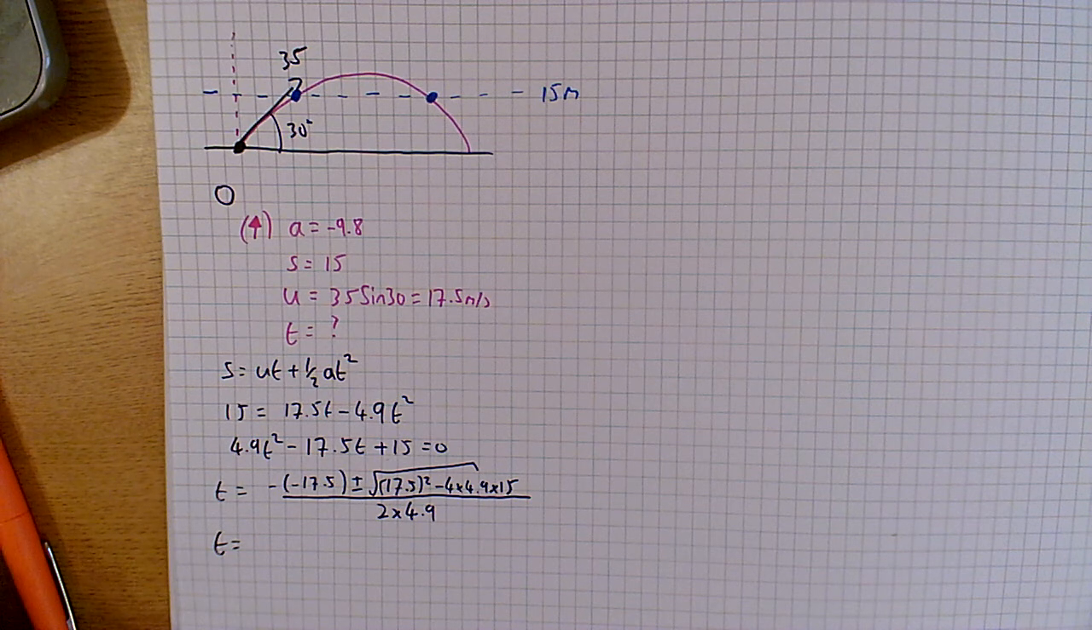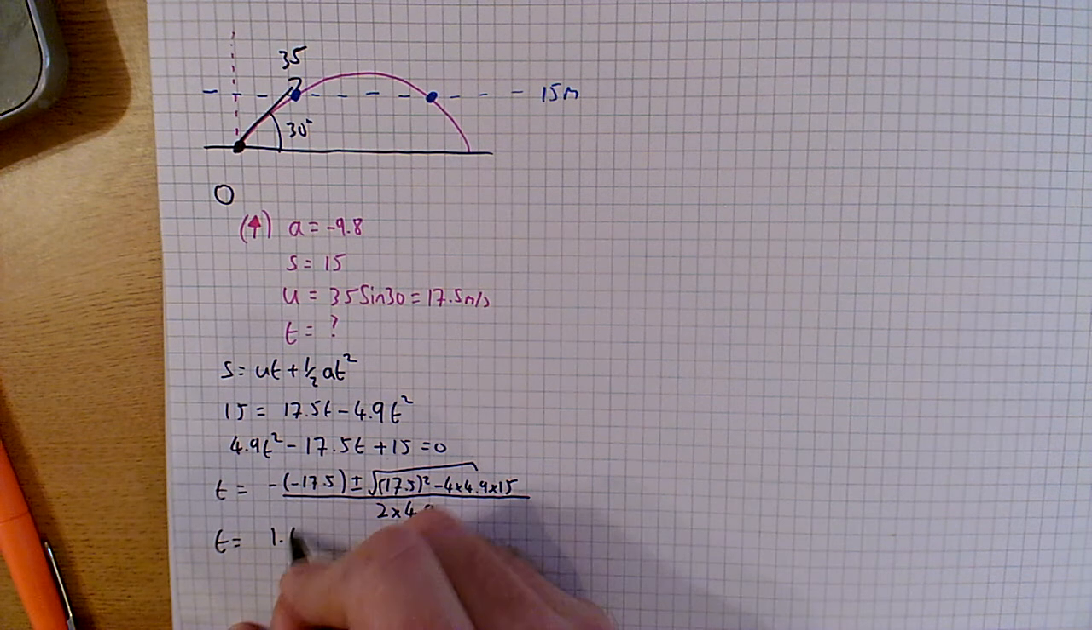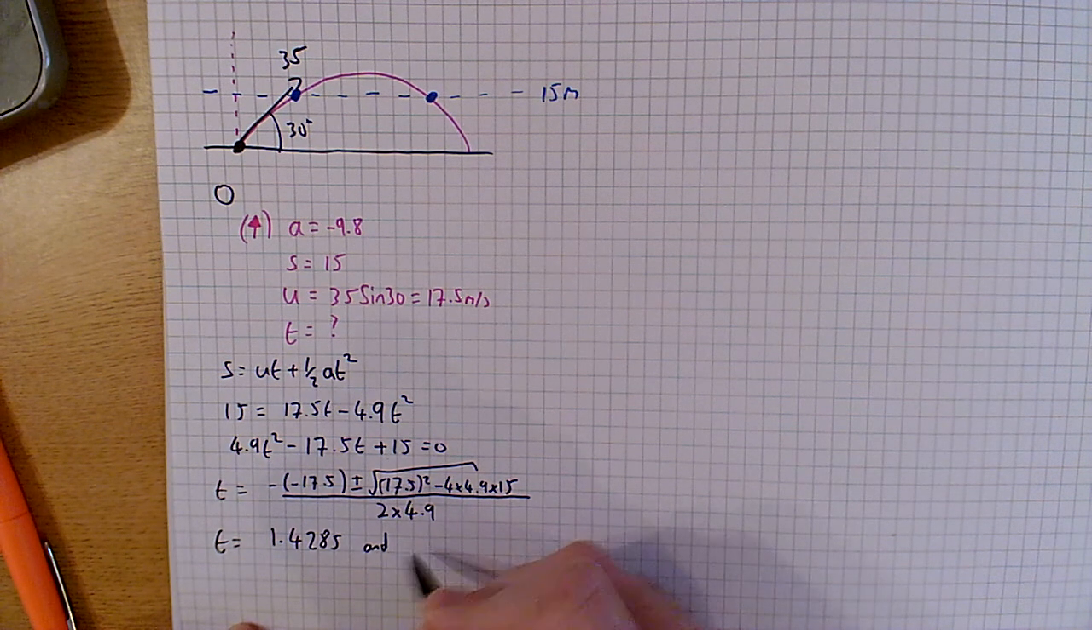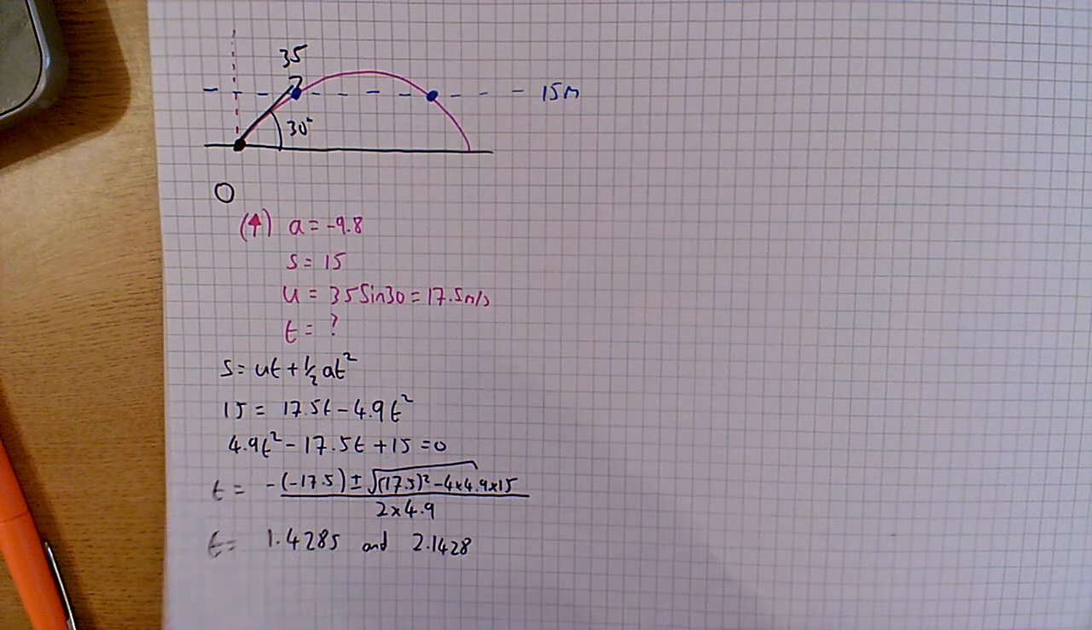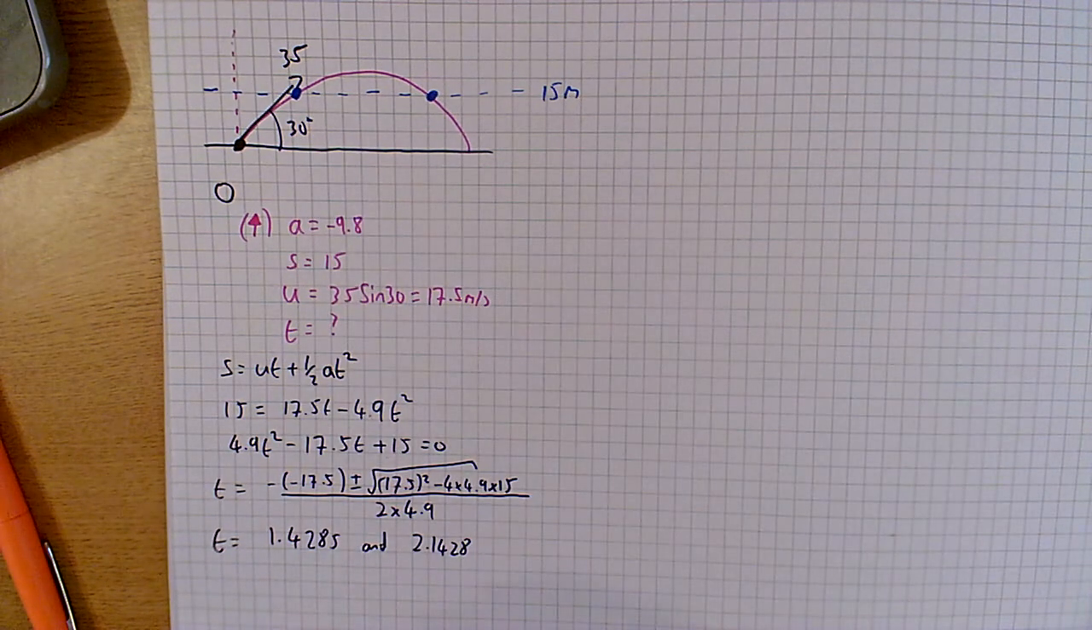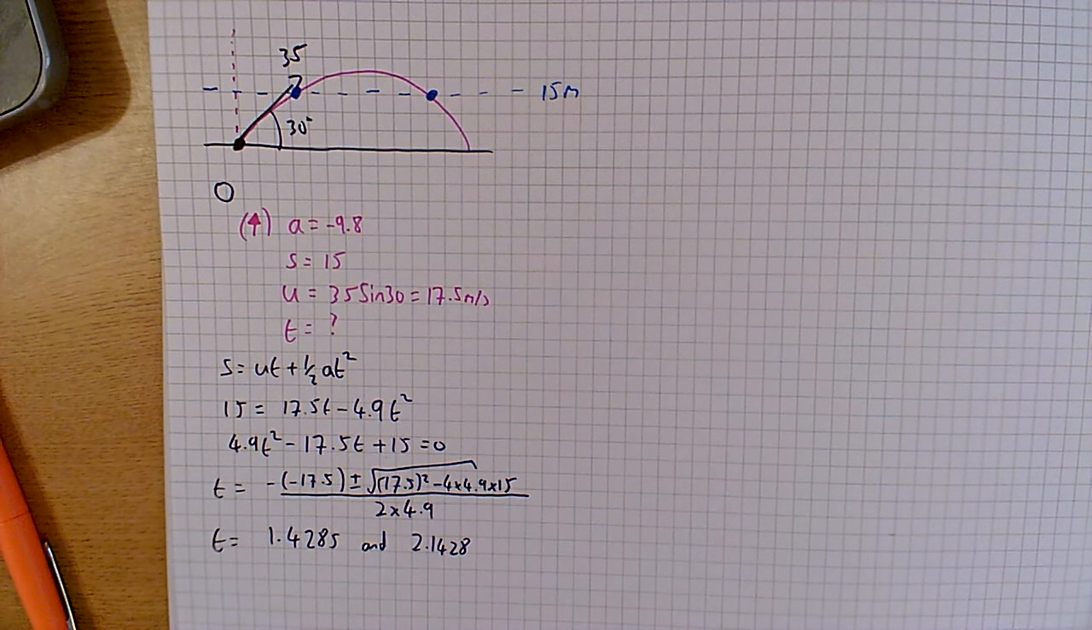Right. So we use 4.9 for A, minus 17.5 for B, and positive 15 for C, and we get 2 values. We get T equals 1.4285 and 2.1428. And again, if we think about that, that makes perfect sense, doesn't it? This could be 1.4 and this can be 2.1428. Yeah, that's roughly the right time frame. They're both positive answers, neither of them are ridiculously different, right? So that seems to make sense, so we're probably along the right tracks.